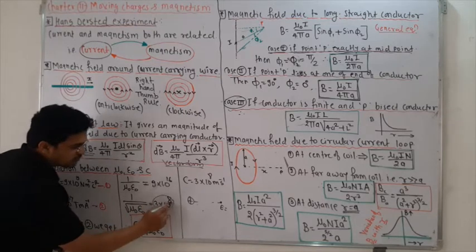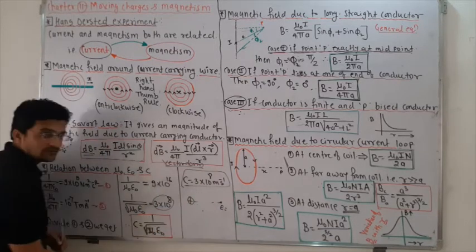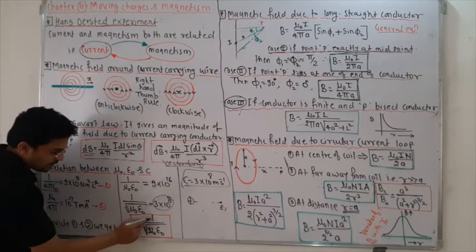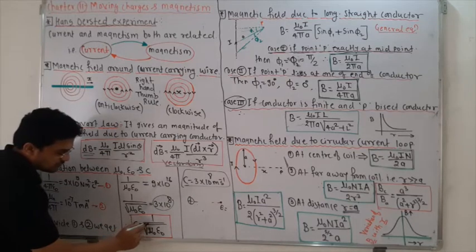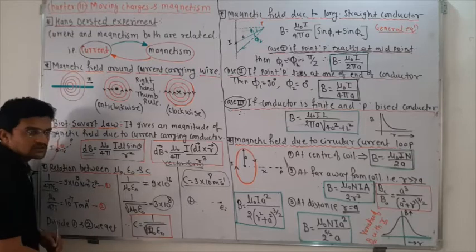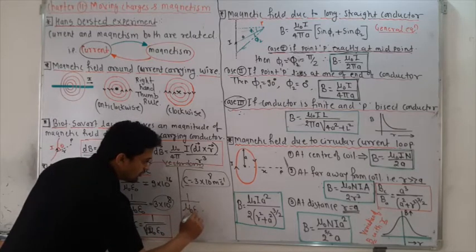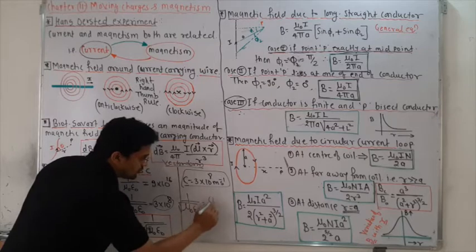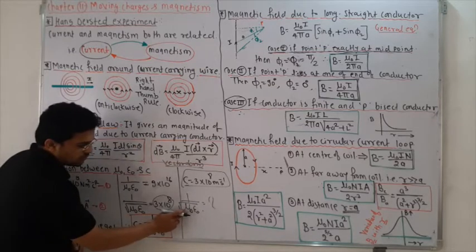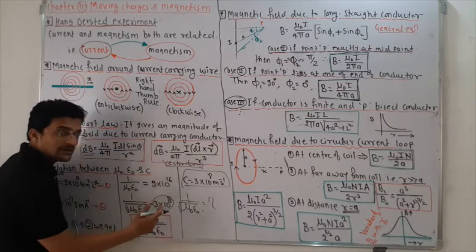Now what is this value? Exactly nothing but the speed of the light itself. So speed of the light is equal to 1 upon under root of mu naught epsilon naught. Sometimes they will ask you a question like, what will be the dimension formula of 1 upon under root of mu naught and epsilon naught?